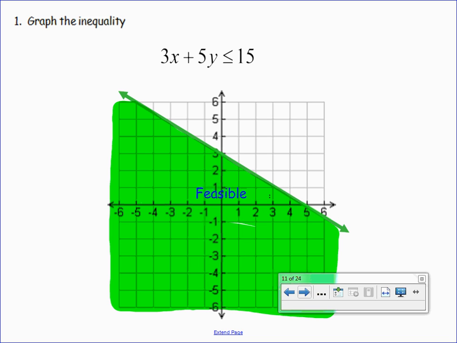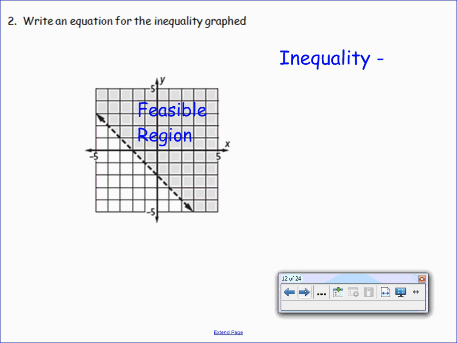Just in case you weren't awake on a Monday, here's some lime green to wake you up. Ta-da! Zing! And we label the feasible region. So we label that feasible. Awesome. Okay, let's go ahead and go backwards.